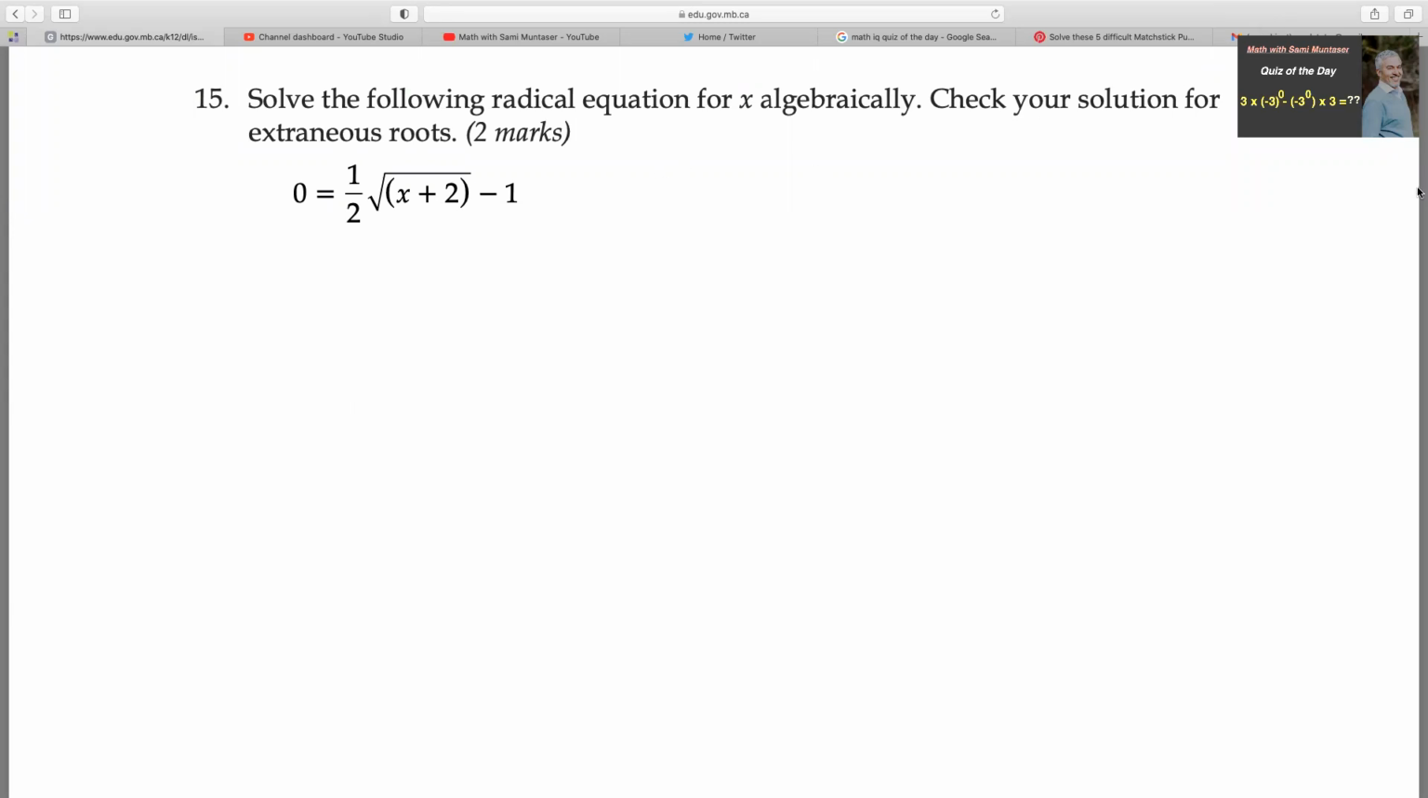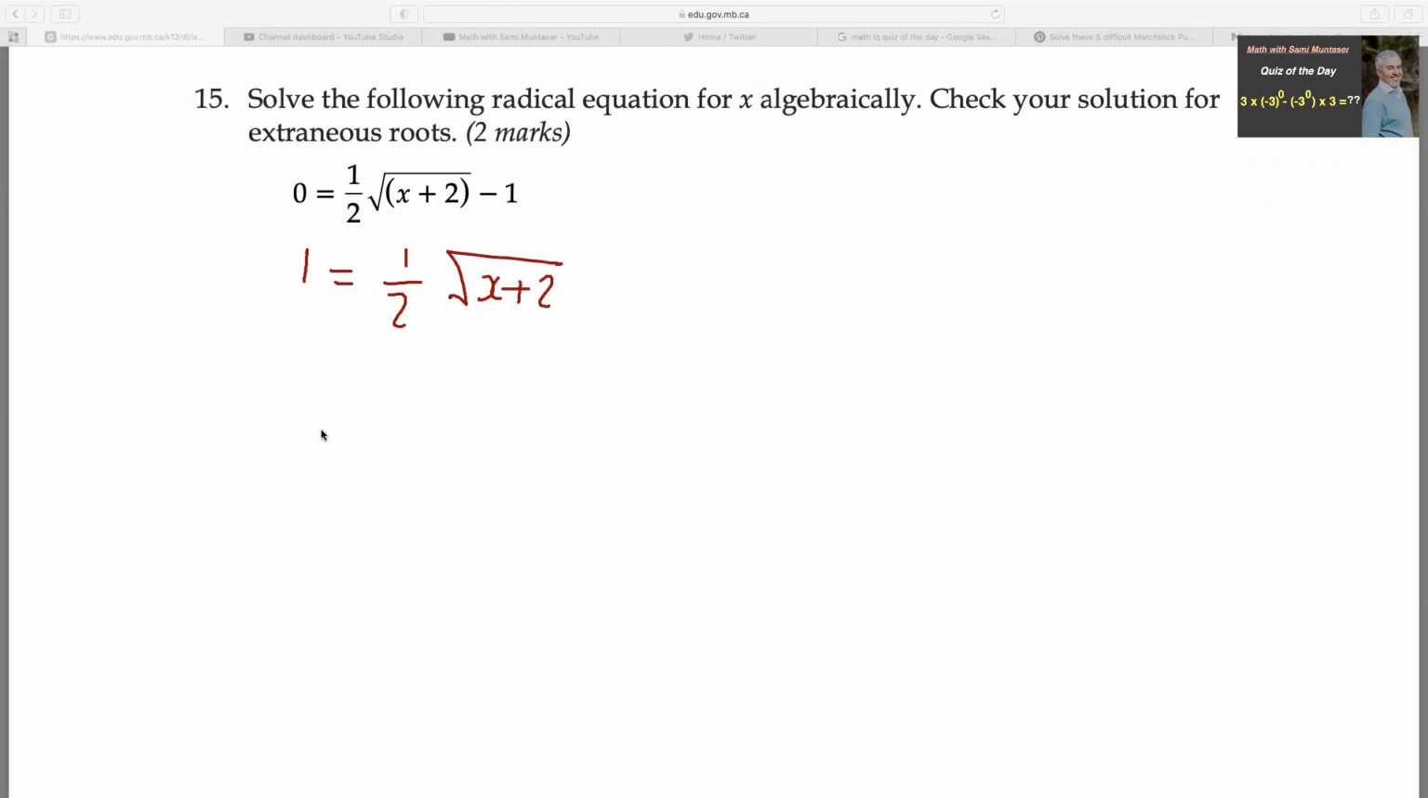So here's the next question. Solve this radical equation algebraically. Check if you have any extraneous roots. So to solve this, the first thing I need to do is move the negative one to the other side. So I have 1 equals 1/2 square root of x plus 2. Now, cross multiply the 2 in there. If you like, you can cross multiply and do it that way, or multiply by 2 on both sides. I cross multiply the 2 right there, and the 2 is gone, and I have square root of x plus 2. Square both sides to get rid of the square root.